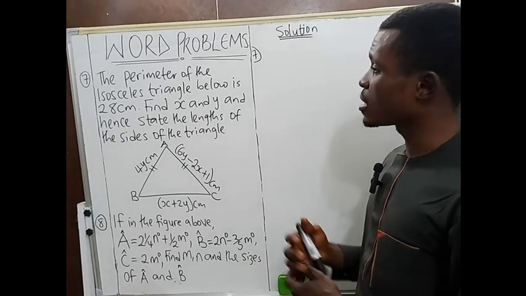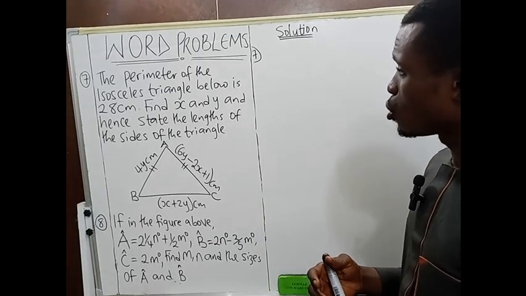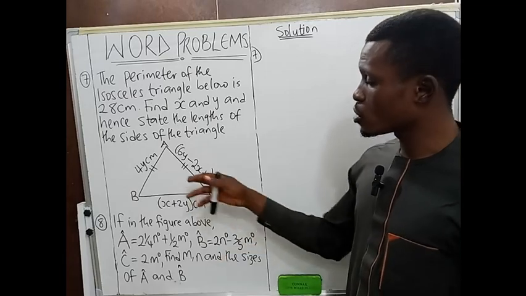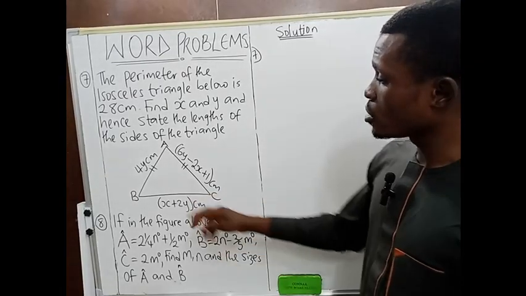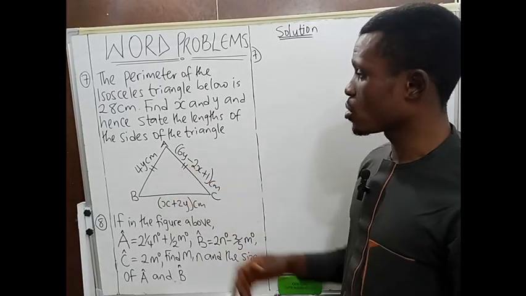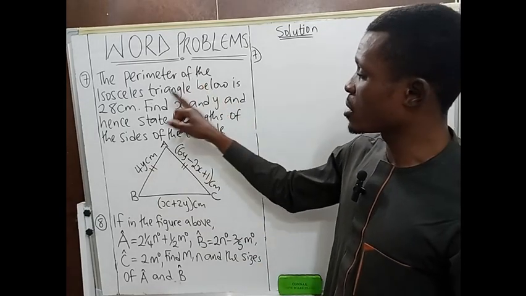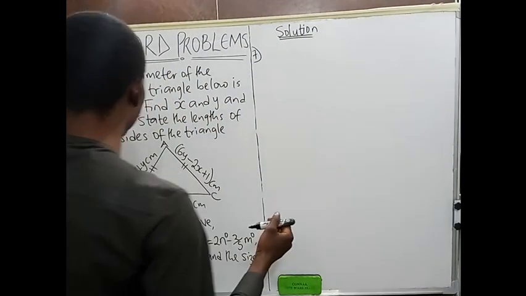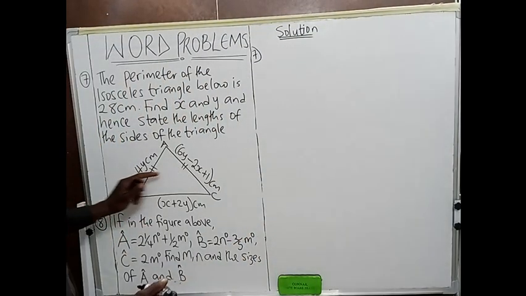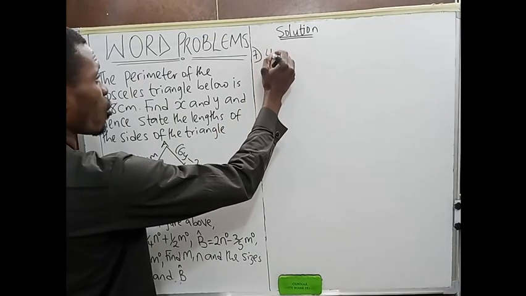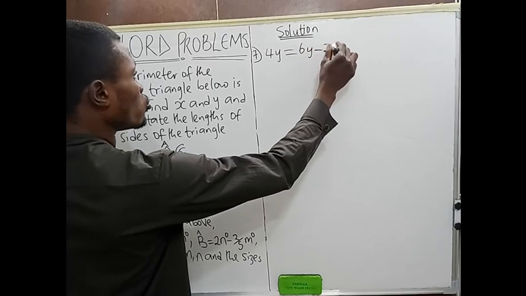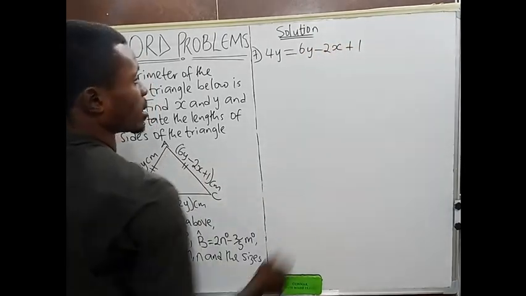Now for number 7, the question says the perimeter of the isosceles triangle below is 28 centimeters. Find x and y, and hence state the length of the sides of the triangle. An isosceles triangle, these two sides are equal. Okay, and also we're told that the perimeter of the triangle is 28 centimeters. So I'm going to be using these two pieces of information to produce the linear equations. First, these two sides are equal. That is to say 4y equals 6y minus 2x plus 1.